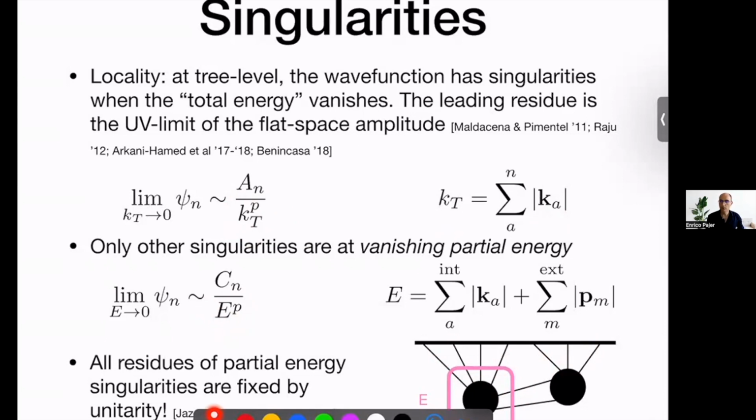This is a consequence of locality. If you break locality, this is gone. So to some extent, this is how locality manifests itself on the boundary, where time has disappeared. The residues of those singularities are fixed by interesting principles. The total energy singularity is actually the flat space amplitude, really the one in Minkowski, in the UV limit, which is a beautiful connection between the sky and particle physics experiments.